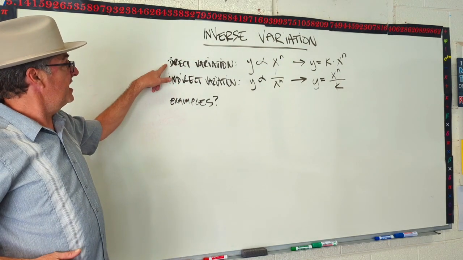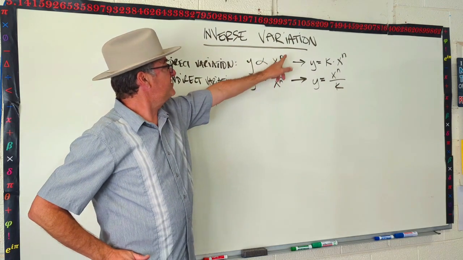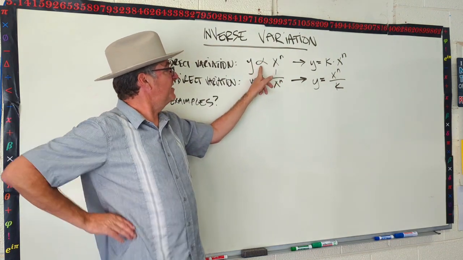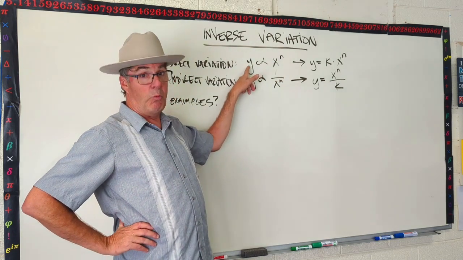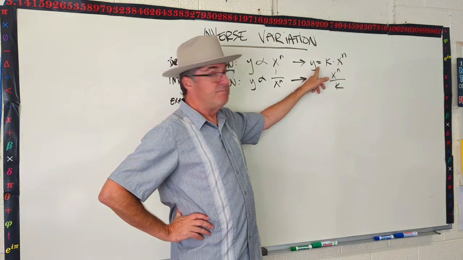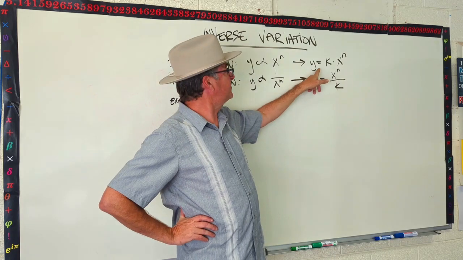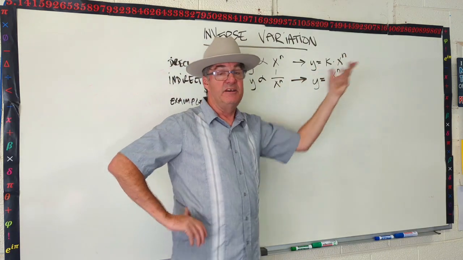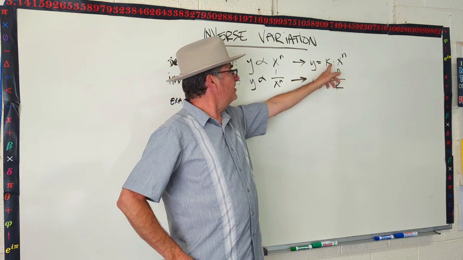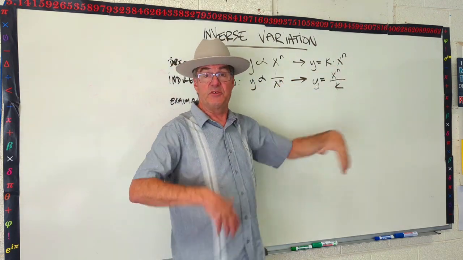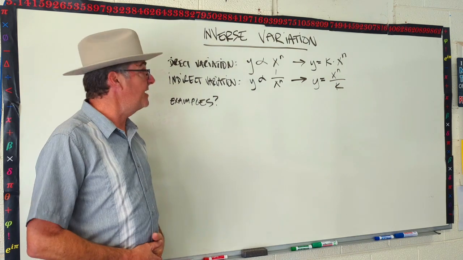Here was our direct variation. We have y alpha x to the n. What this really means is that there's some constant times x to the n, which is going to give us y. So here we put it into more of an algebraic expression: y equals k x to the n. So that's direct variation. If your k increases, they're going to change together in the same direction.